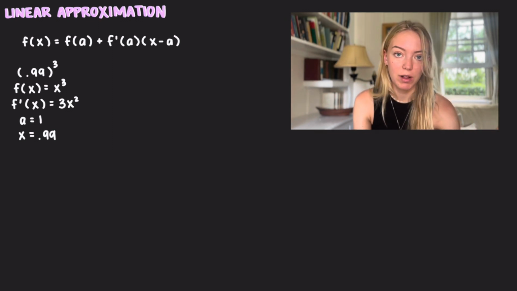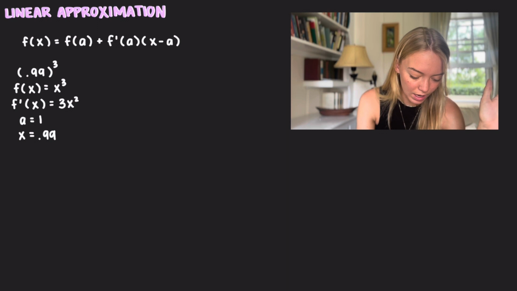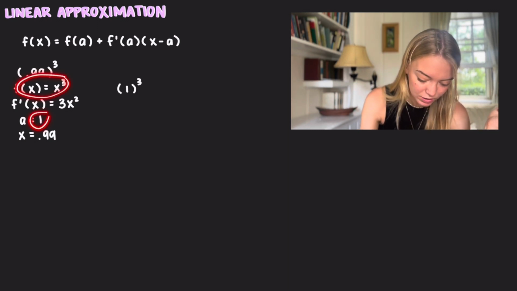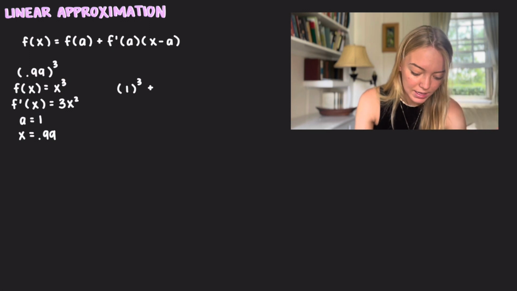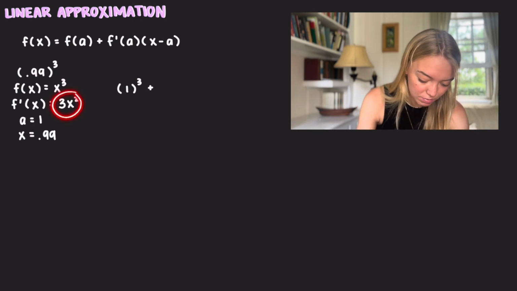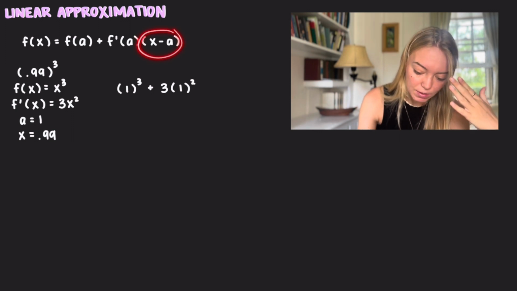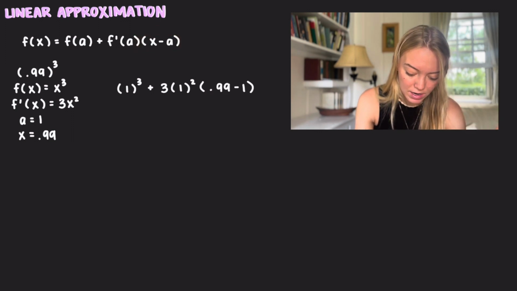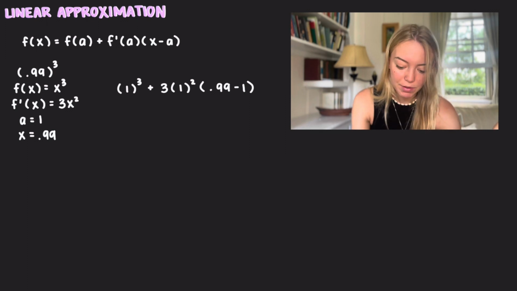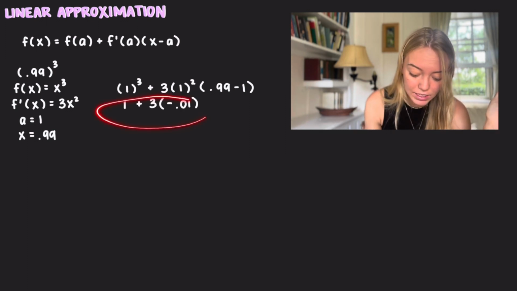Now it's literally just plug and chug from here. f of a is going to be f of 1, so 1 cubed, plus f prime of a, that's just going to be 3 times 1 squared, and then times x minus a, well, that's just 0.99 minus 1. Okay, simplify this a little bit. All right, this is literally your answer.